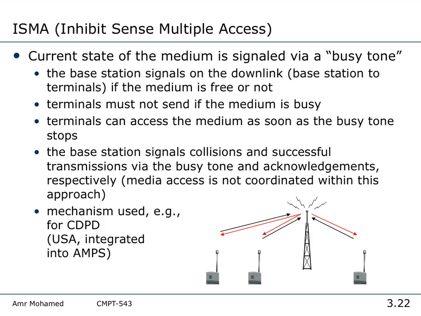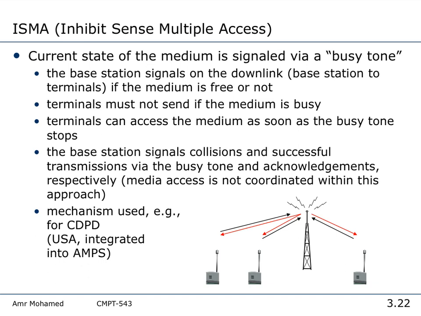All right. So this is RAP, or random access polling, and this is the polling mechanism. This is called ISMA, or idle sense multiple access, and this is used as part of AMPS. AMPS is first generation wireless, and these standards are mainly analog standards.